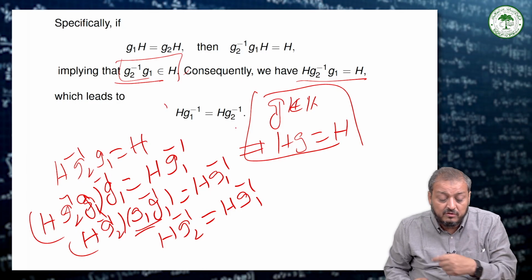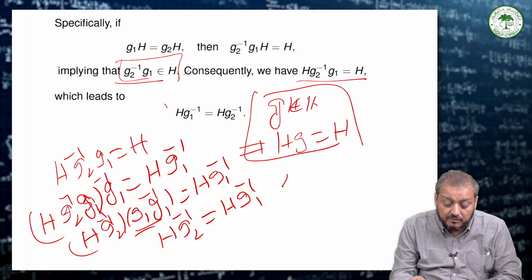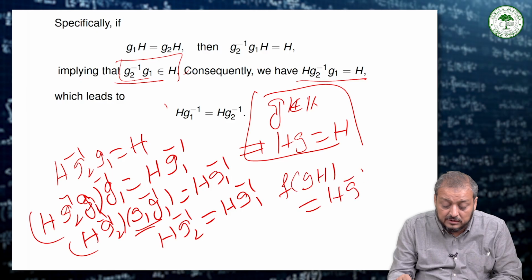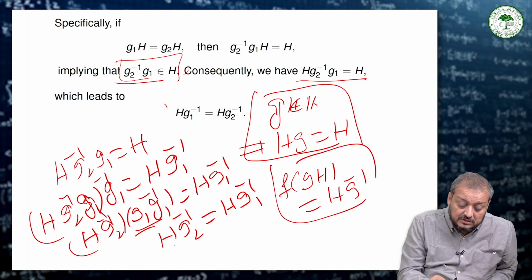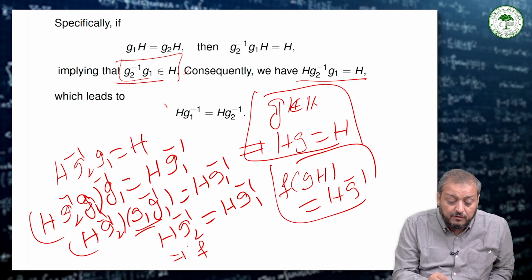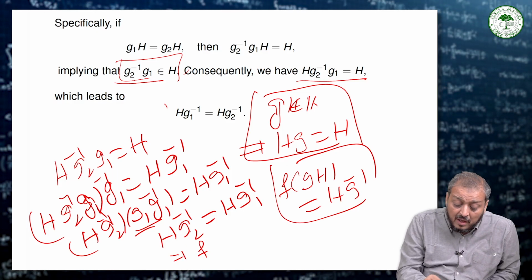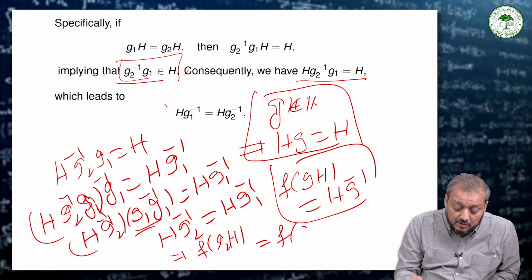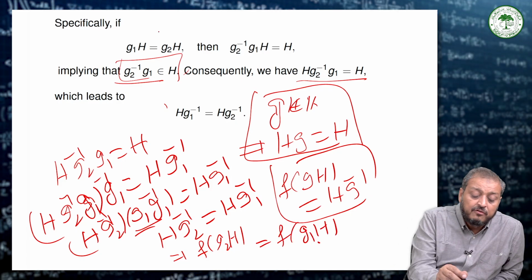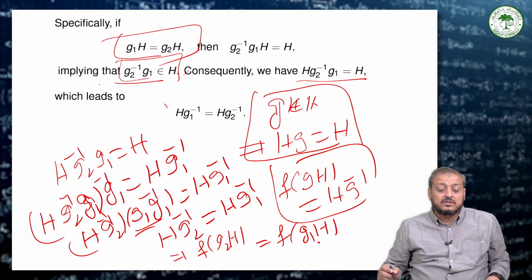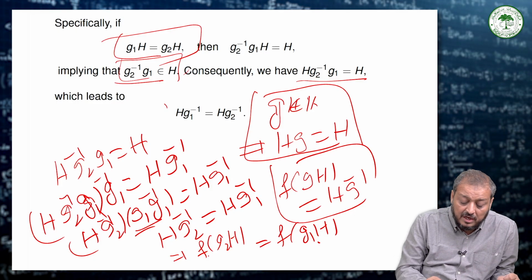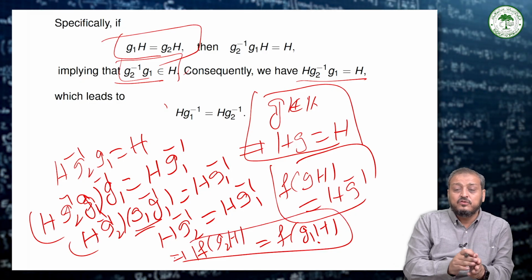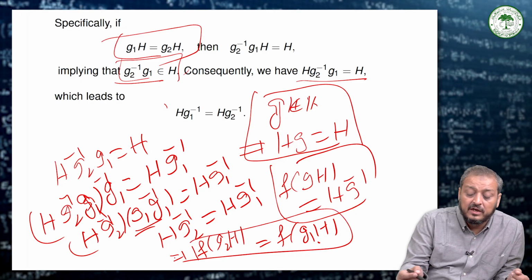And now if you see, we define f of GH is equal to H of G inverse. And now this can be written as f of G2H is the same as f of G1H. And then if we take G1H is equal to G2H, then we have to show that f of G1H is equal to f of G2H.